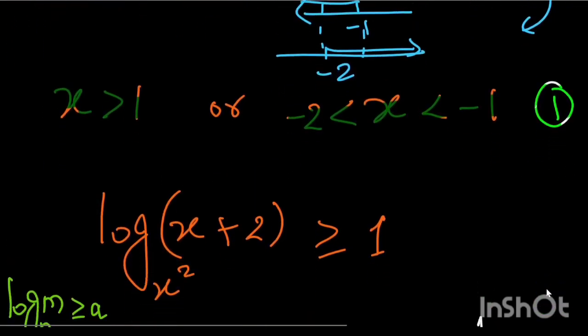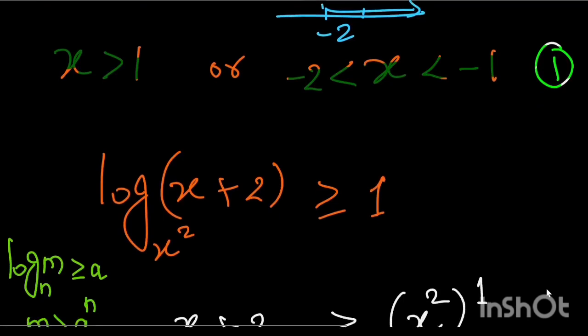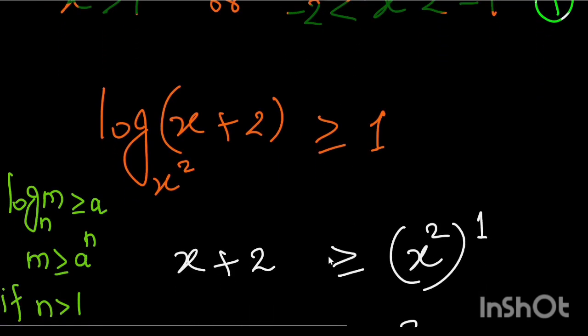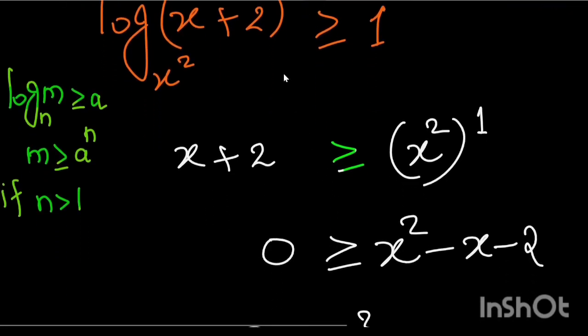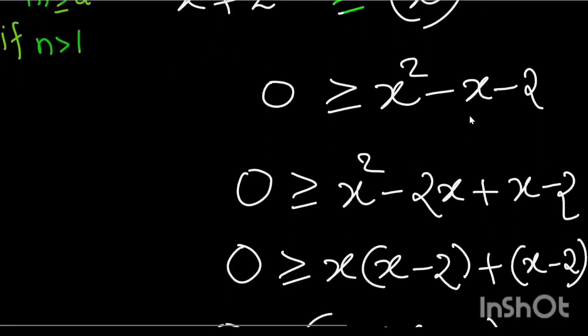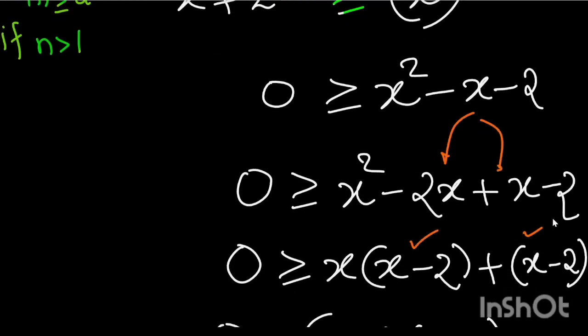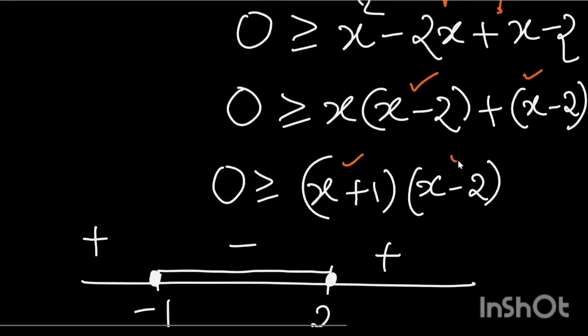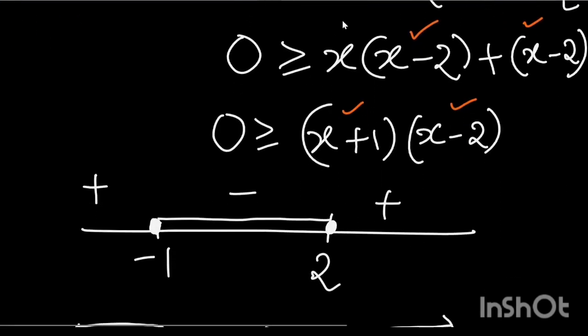So this is the equation, and in the next step x square will come and it will push 1 without changing the sign of the inequality, because of this fact: log m base n, m is greater than a to the power n if n, the base, is greater than 1. So taking x plus 2 on the left hand side and then factorizing it like this, x minus 2 comes out, x plus 1 also comes out. Wavy curve method, this is less than or equal to 0, so plus minus plus, we will take the minus part, which is minus 1 to plus 2, and now we will take what?